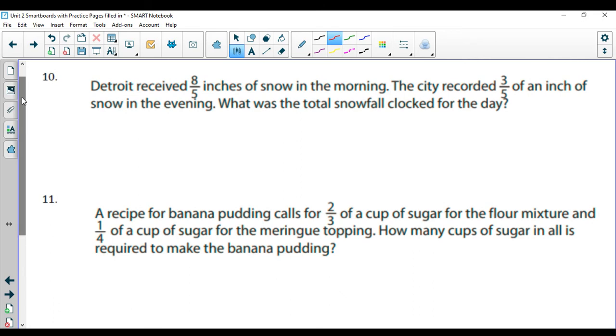At the top of page 5, we have question 10. We do have word problems on this page, and I'm going to be pointing out to you what my special keywords are that would actually help me out then.